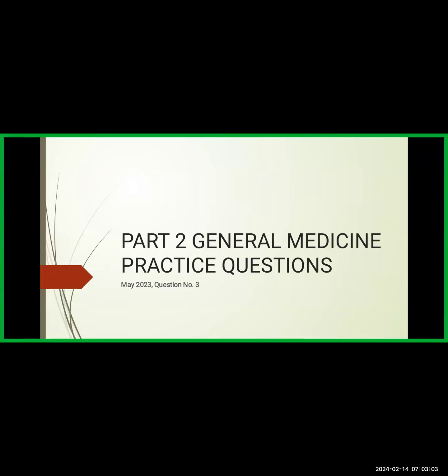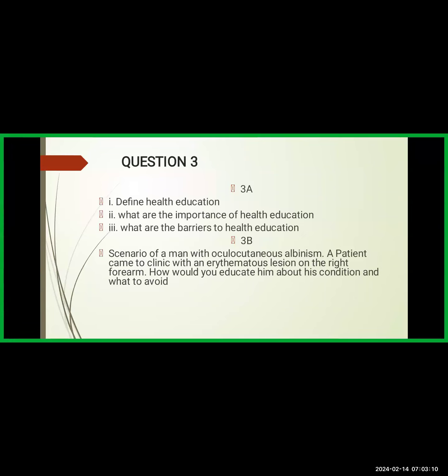All right, so I'll be taking question number 3 of the May 2023 General Medicine Practice Questions, Part 2. The question says 3A, define health education. 2, what are the importance of health education? 3, what are the barriers to health education? Then 3B says, the scenario of a man with oculocutaneous albinism. The patient came to clinic with an erythematous lesion on the right forearm. How would you educate him about his condition and what to avoid?